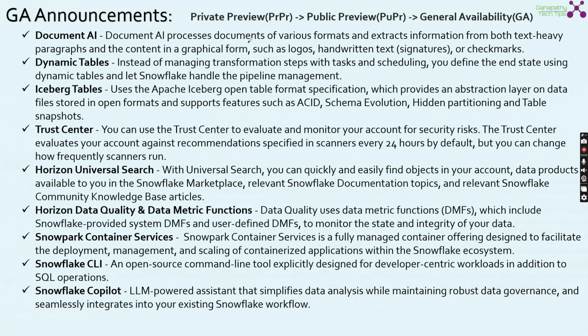Horizon's universal search is also going GA. We are going to discuss Horizon in more detail later, what it is all about. It is the governance ecosystem from Snowflake. There is a feature called universal search within Horizon which will help you quickly and easily identify the objects within your account. Similarly, it is very easy to identify and search data products within the Snowflake Marketplace as well. That is going GA.